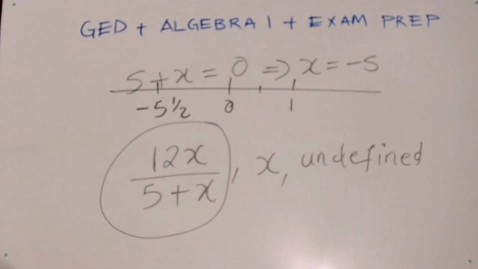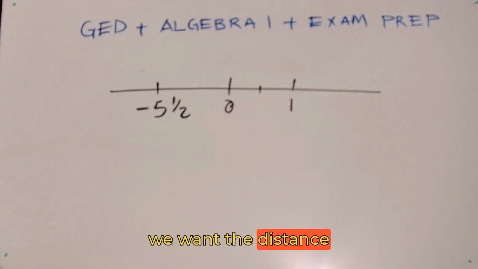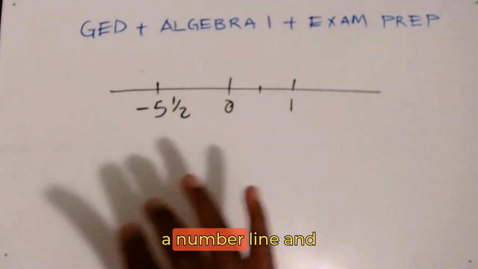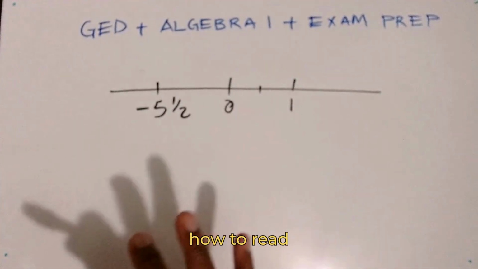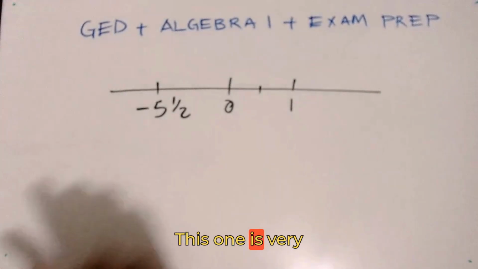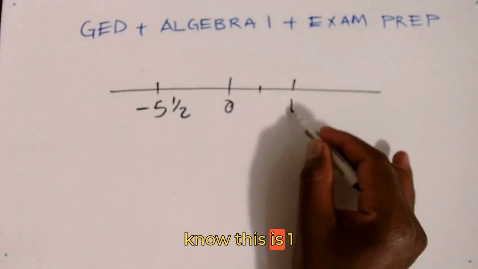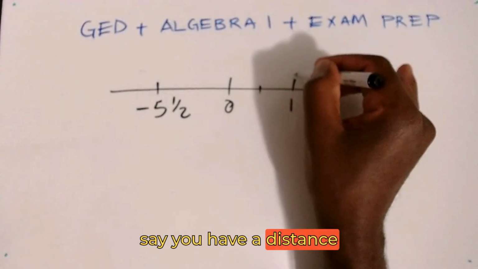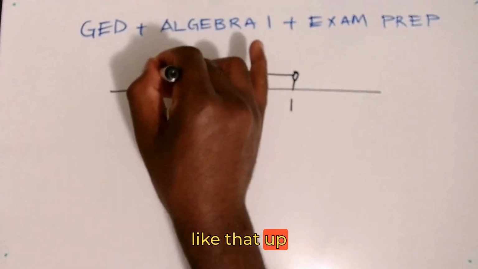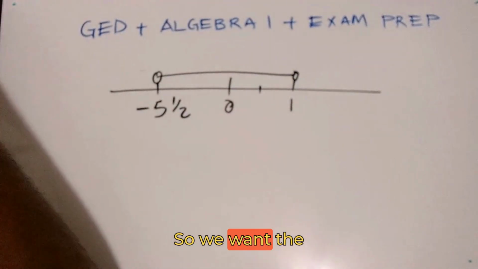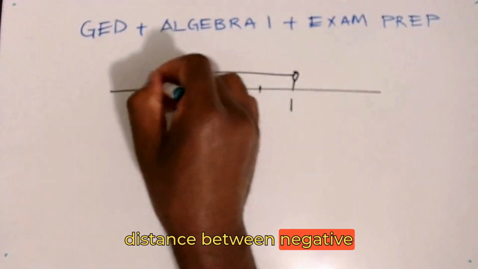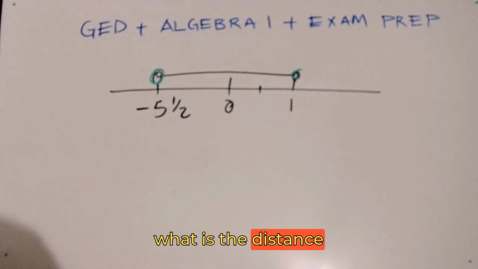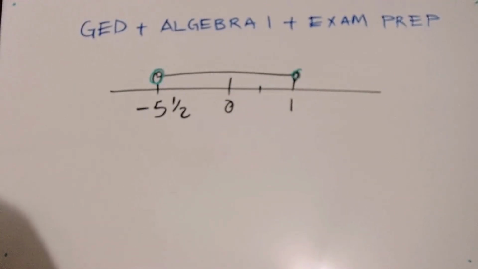All right, so in this question, we want the distance on a number line. So you'll be given a number line, and the idea is you need to know how to read a number line. This one is very clear because you know this is 1 and this is -5 half. So let's say you have a distance like that up to here. So we want the distance between -5 half and 1 on the number line.